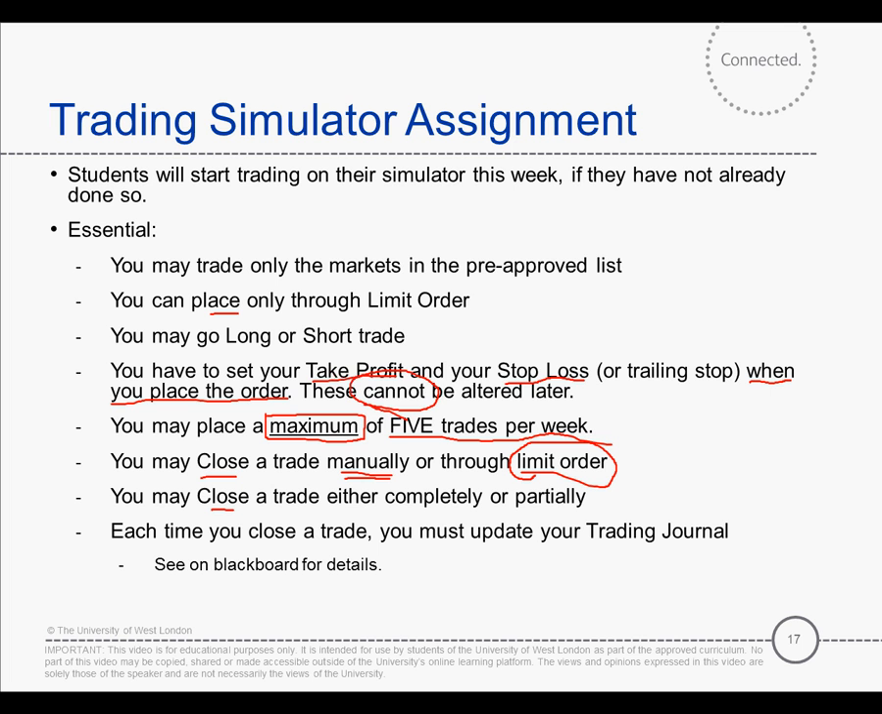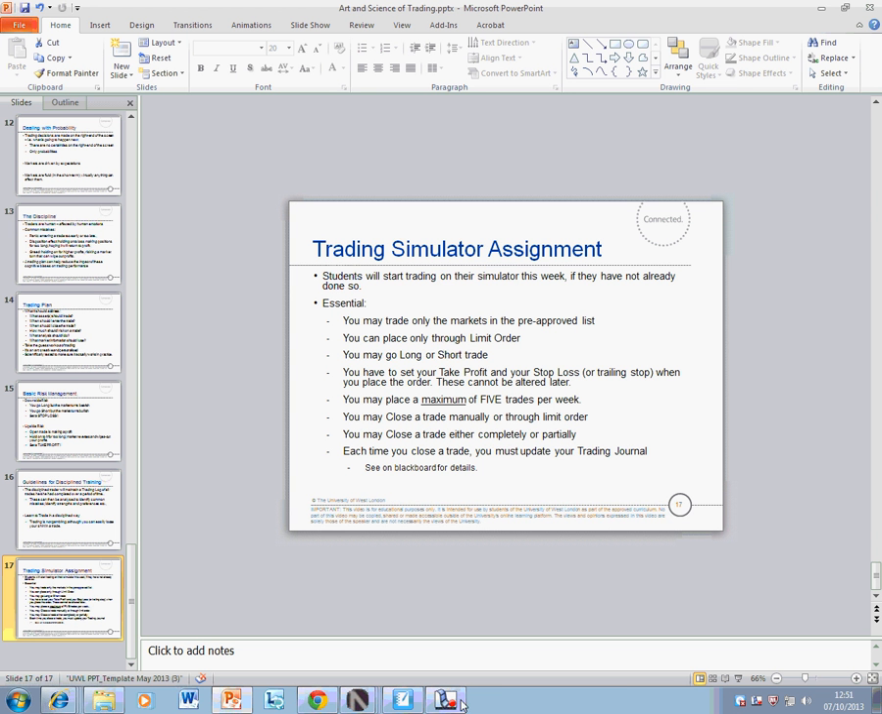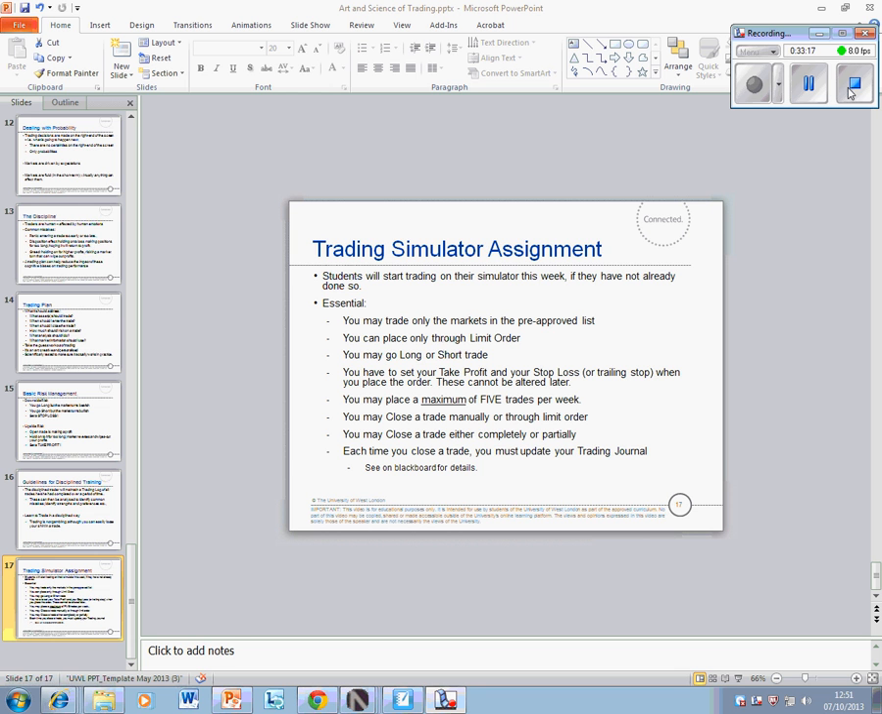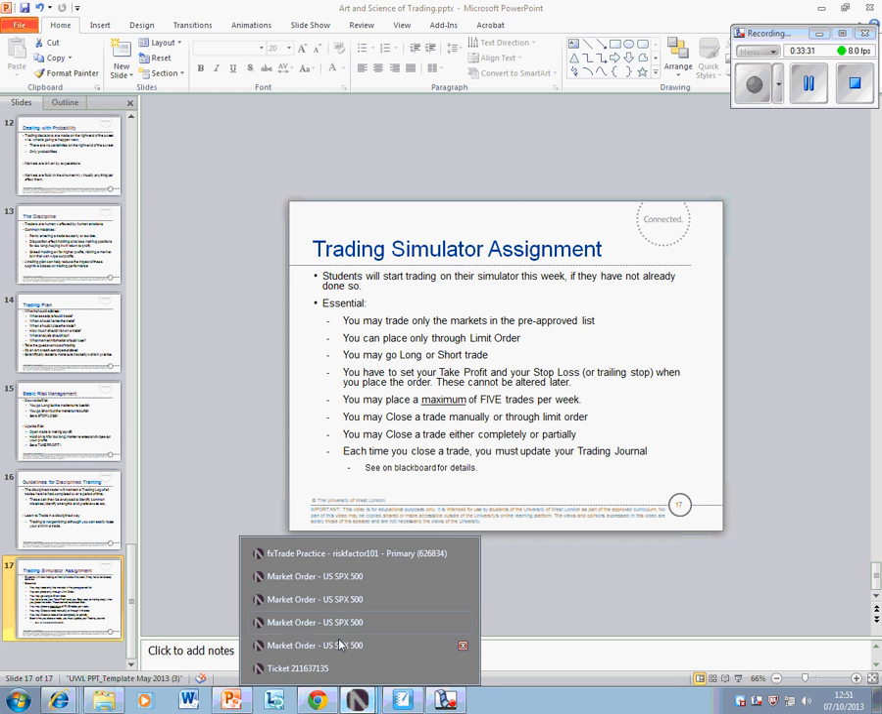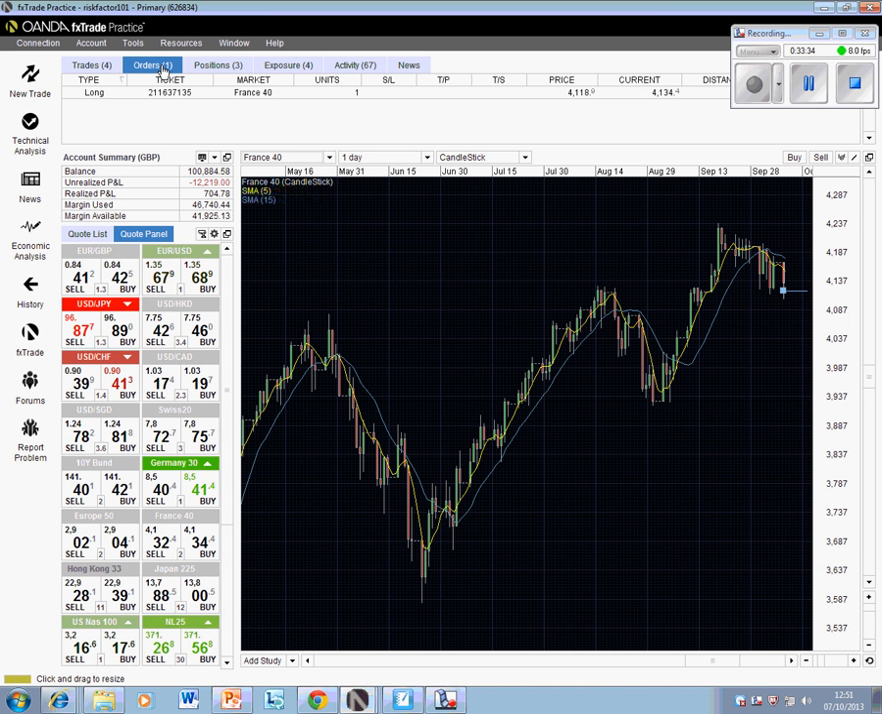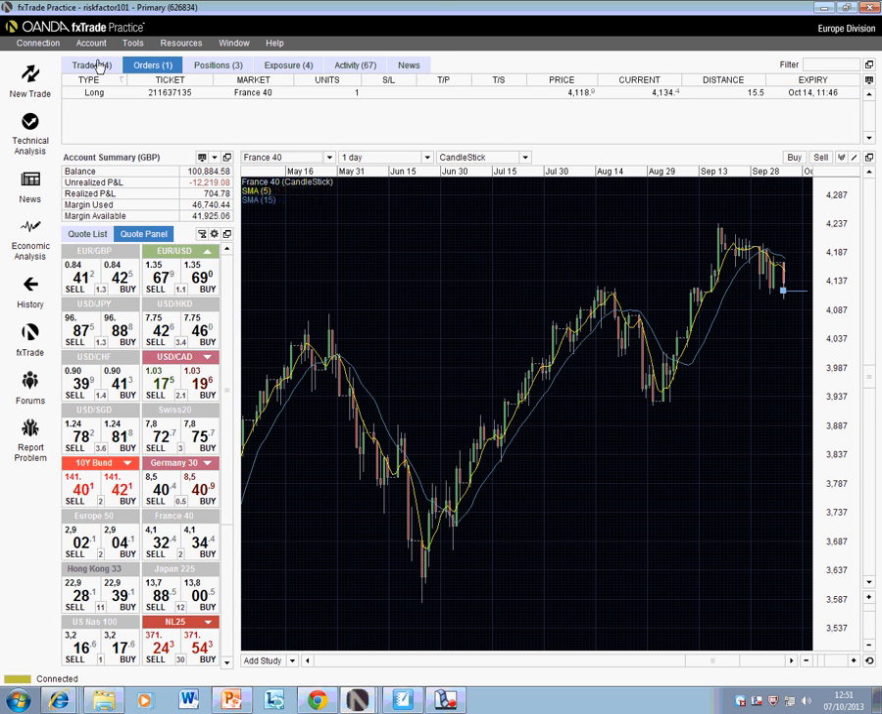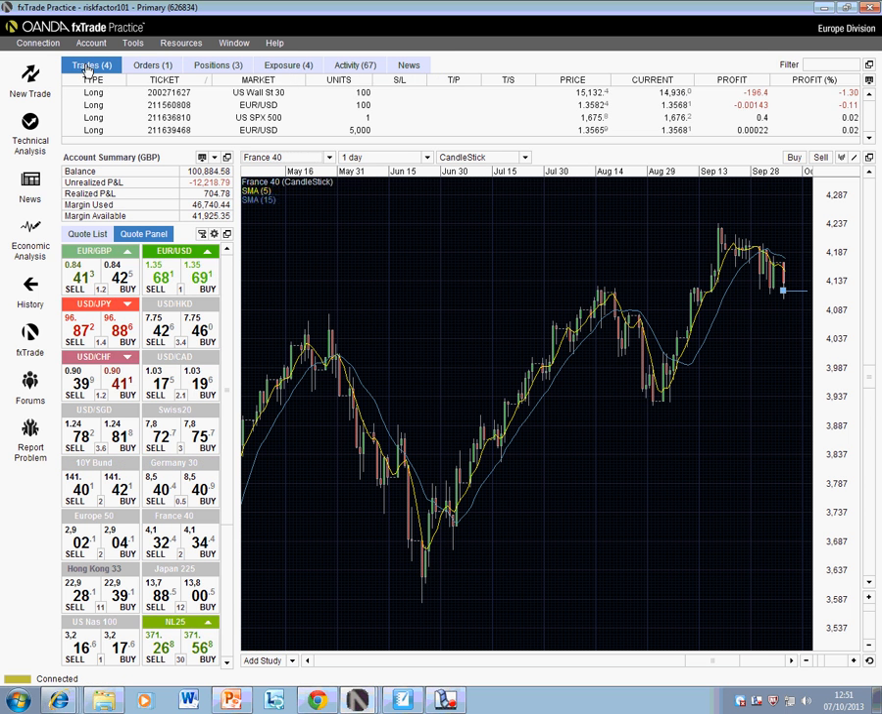What if you have put the limit order and it didn't get executed? If you put a limit order but it does not get executed, that is not counted as a trade. A trade is not when you put the limit order, it's when the limit order is executed. Simply put, anything on this orders list is not counted as a trade. Every time it goes onto this one, that's when it gets counted as a trade.